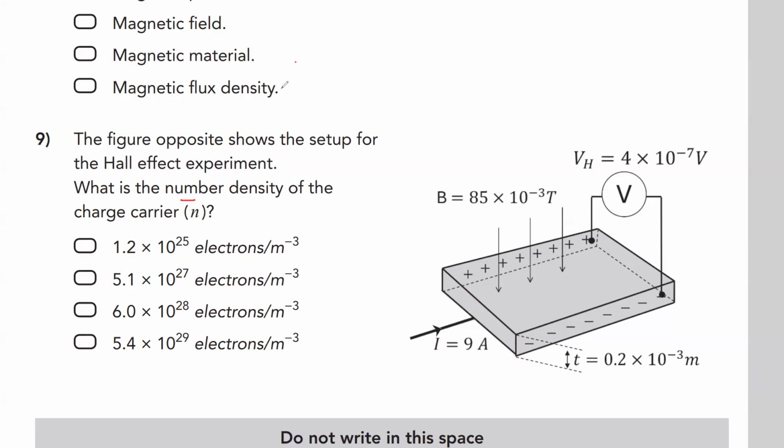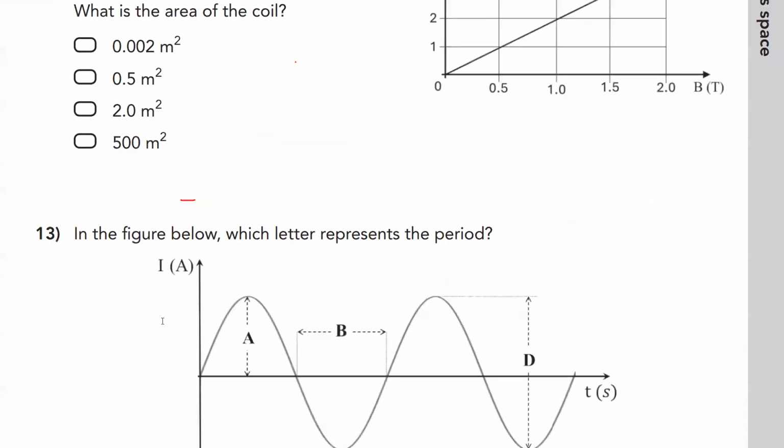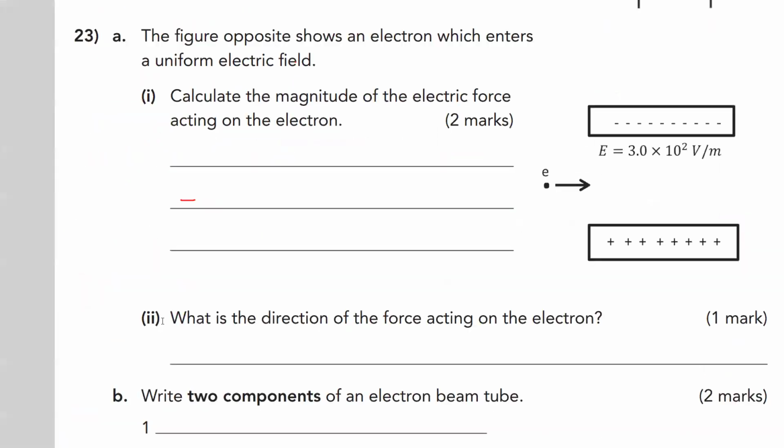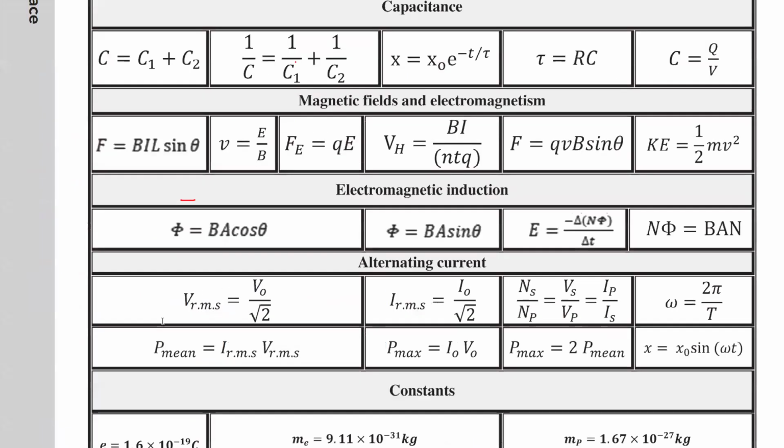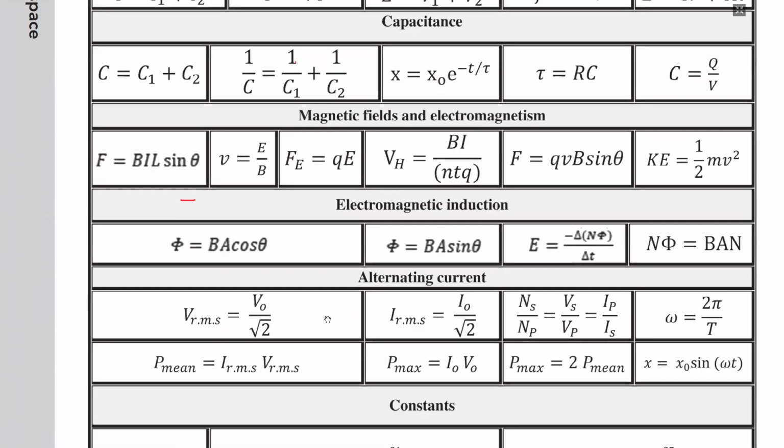So what is the formula for this? Whenever you look at the formula sheet, we see that the Hall effect is given. This formula is already given here, and the formula is VH is equal to BI divided by NTQ. From here, you can find the value of N. VH is equal to BI divided by NTQ. So put in the values and you can find the answer.